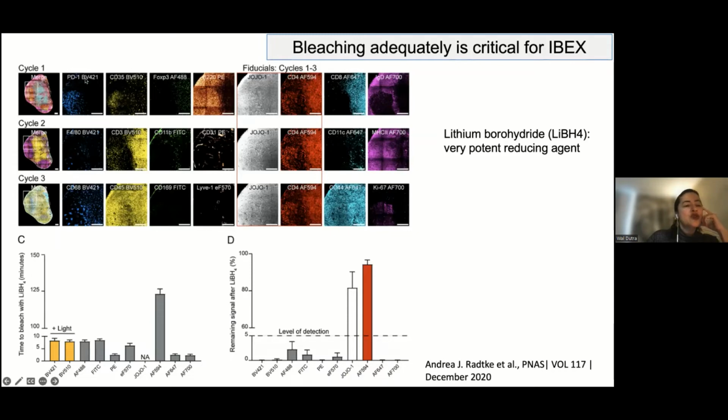But this just shows you here that if you bleach it properly, you can see the staining in cycle 1, for example, for PD1 with this distribution. In cycle 2, you come with a different molecule in different cells, and you see a different distribution. And then in the third cycle, you come with a different molecule, and it will allow for you to see a different distribution. So this is one good tip that we use when we are doing IBEX.